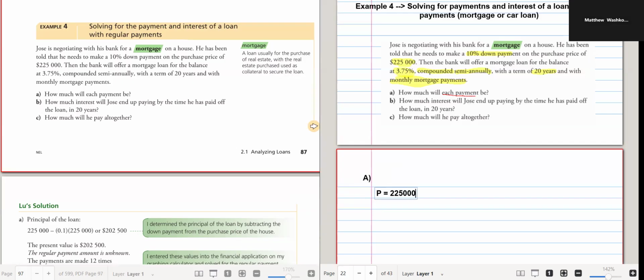Principal is not 225,000. I did not take out that out as a loan. Remember, I had to pay 10%. My down payment was 10% of $225,000, right? 225 times 0.1 was, so I had to pay $22,500 as my down payment, which means my principal is $225,000 minus 22,500.